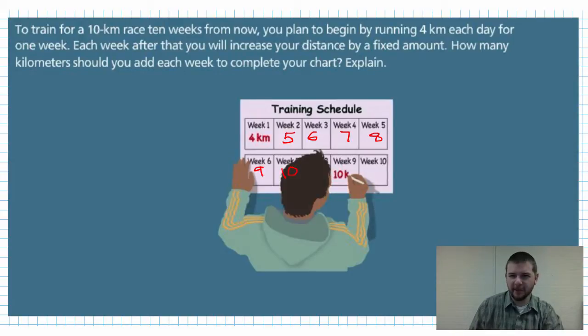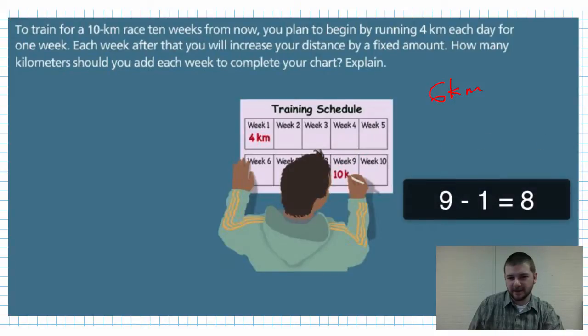To figure out exactly how much, we should consider how much growth, or how much we need to increase our distance from 4 kilometers to 10 kilometers. And that, of course, is 6 kilometers. And then we'll consider the rate at which we need to increase, or the number of weeks during which we get to train before week 9. So we would have 1, 2, 3, 4, 5, 6, 7, 8 increases, right? We would be increasing our distance 8 times.